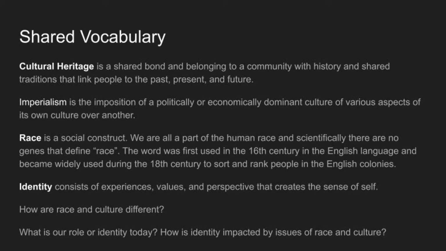The next term is imperialism, which is the imposition of a politically or economically dominant culture of various aspects of its own culture over another. If you like science fiction, think about the Borg, where resistance is futile and you will be assimilated. So that would be the most extreme example, or science fiction example.